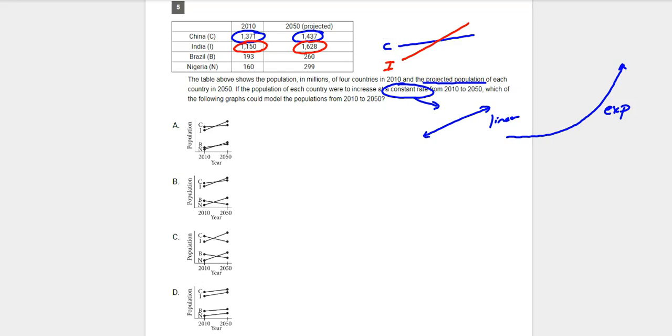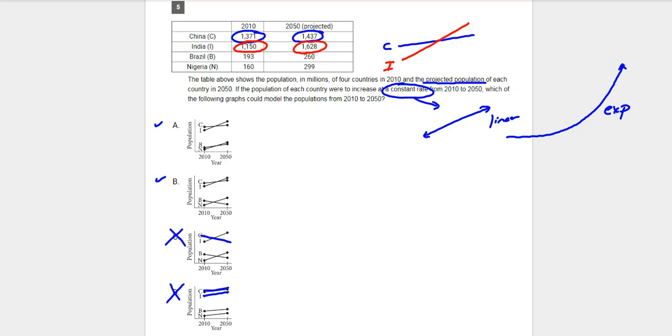So it looks like A could work, B could work. C, definitely not, because that shows that China went down. China did not go down. D shows that they both went up, but it didn't show India crossing China. So right now I can wipe out 2 answers and I at least have it down to a 50-50. So we got to go further and take a look at Brazil and Nigeria.